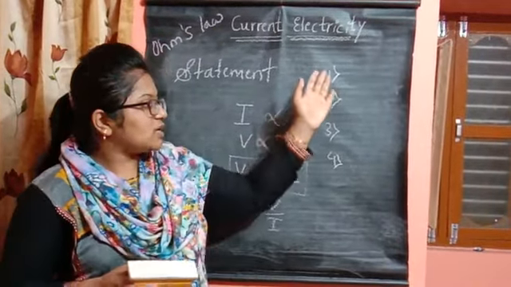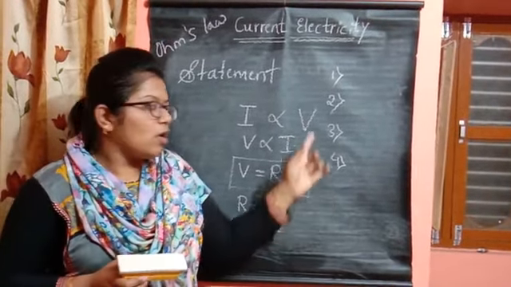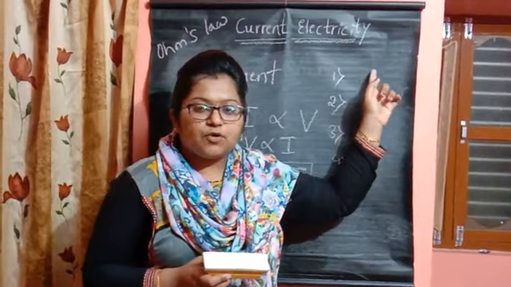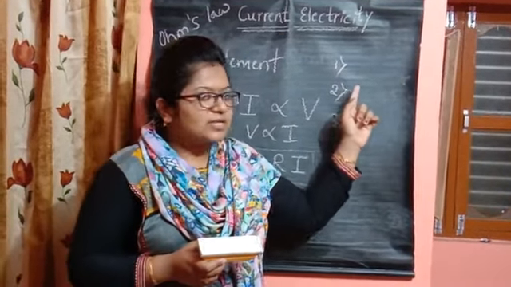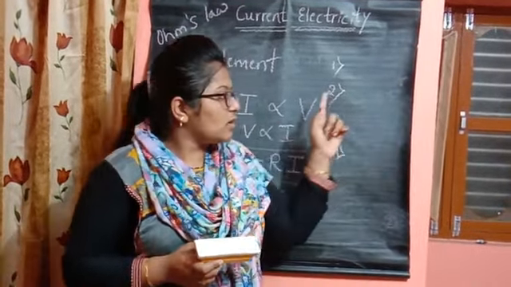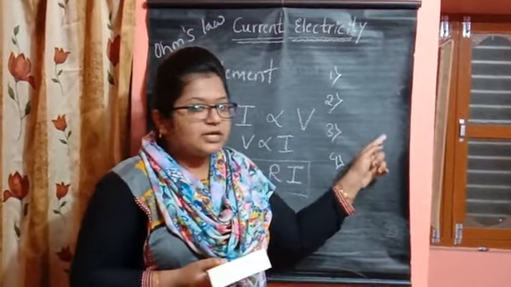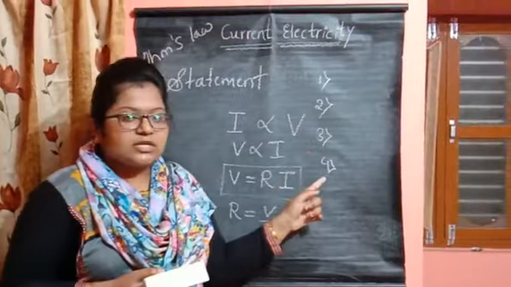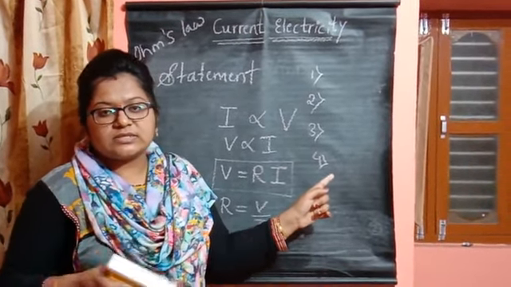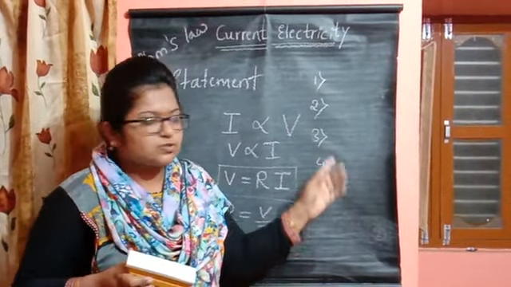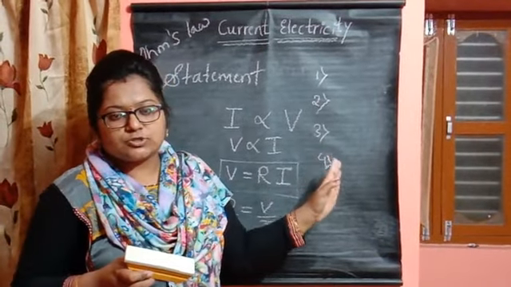Okay, so these are the four limitations of Ohm's law. Ohm's law is applicable only for metallic conductors. Ohm's law is applicable only at moderate temperature. Ohm's law holds good when the physical conditions remain constant, and it is not applicable for semiconductors, discharge tubes, etc.